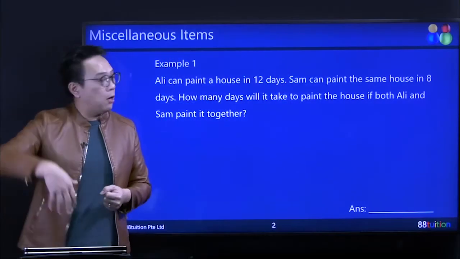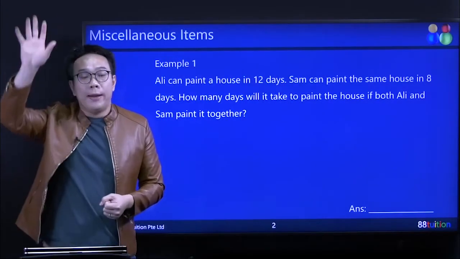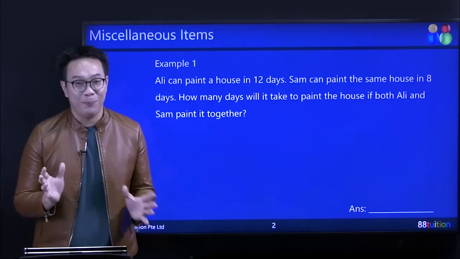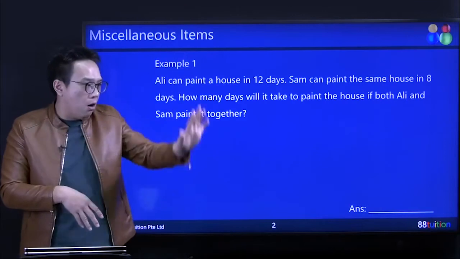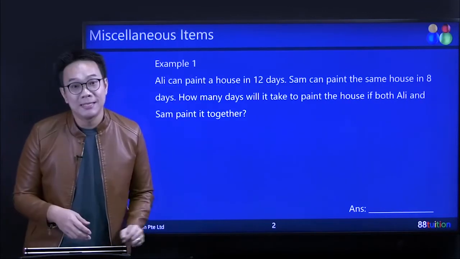Ali paints a house. Alright, he needs 12 days to paint a house. Must be a very big house. Sam can paint the same house in 8 days.